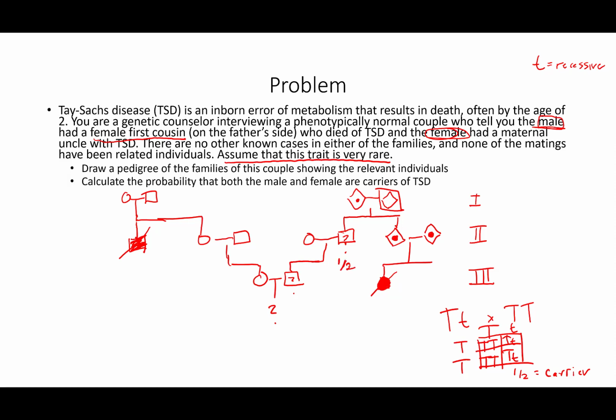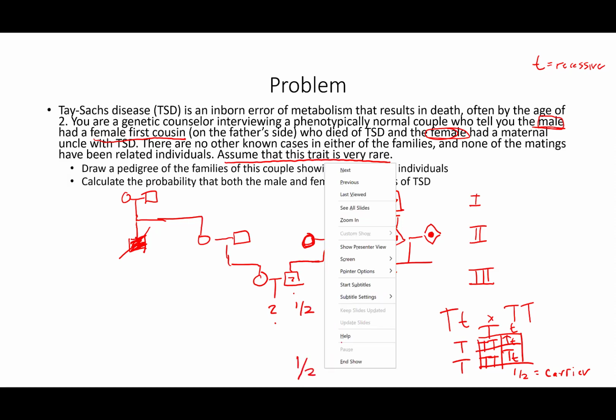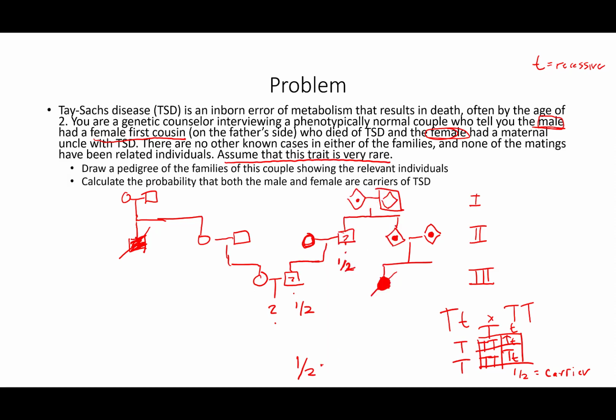Now, if they are a carrier, what's the probability of the son being a carrier? Again, it says it's rare, so we have to assume this person doesn't have it, that his mother didn't have it. Therefore, we're going to use that same thing. So the probability of the son being a carrier too is also 1/2. So the probability of the son carrying it is 1/2 times 1/2, which is 1/4. A 1/4 probability that he's actually a carrier.